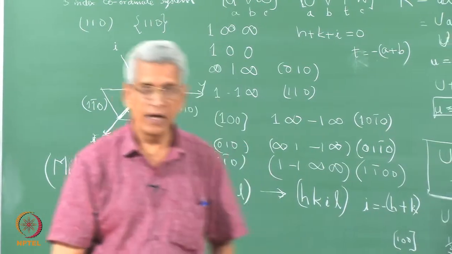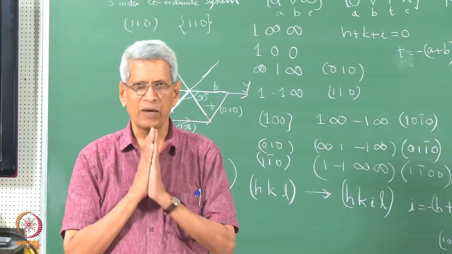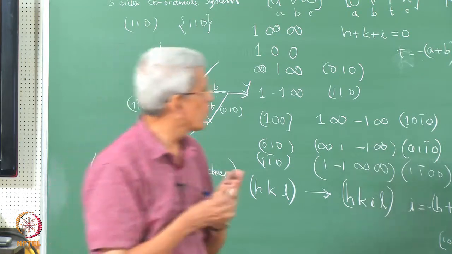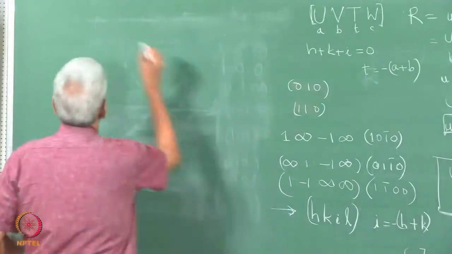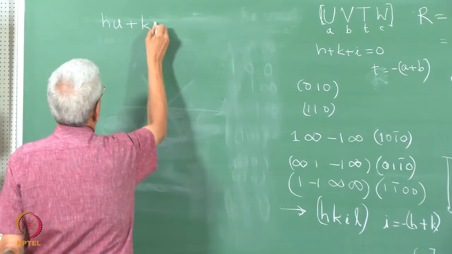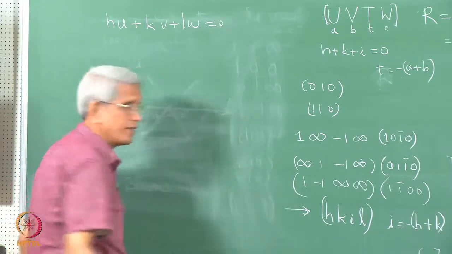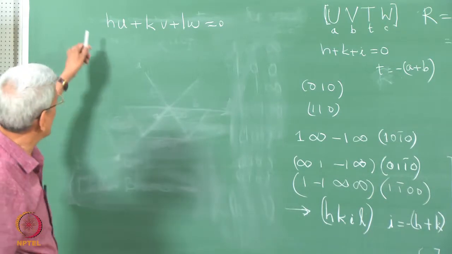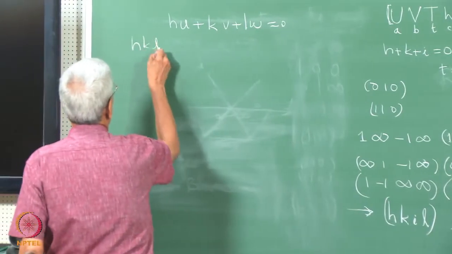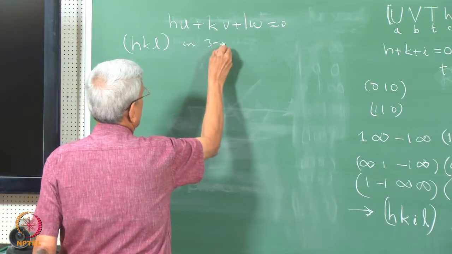Now, generally, another formula which we use is the Weiss zone law. The zone law essentially is nothing but hu plus kv plus lw equals 0. This is the zeroth order zone law which we consider, where h k l are the indices of planes in the 3 index system, right?